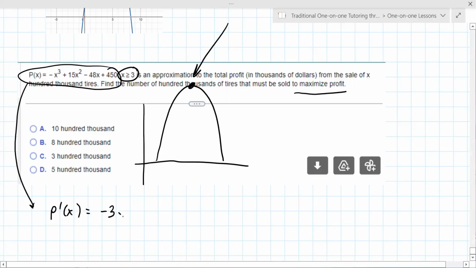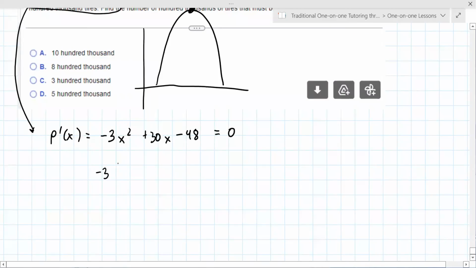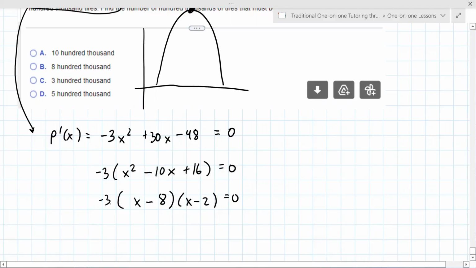So it's minus 3x squared plus 30x minus 48. And that's just power rule again. A lot of power rule in this course. You set that equal to 0. You can factor out a -3 from all of them. So x squared minus 10x plus 16 equals 0. This ends up being x minus 8, x minus 2 equal to 0. And so you set each of those equal to 0 and you get x equals 8 and x equals 2.